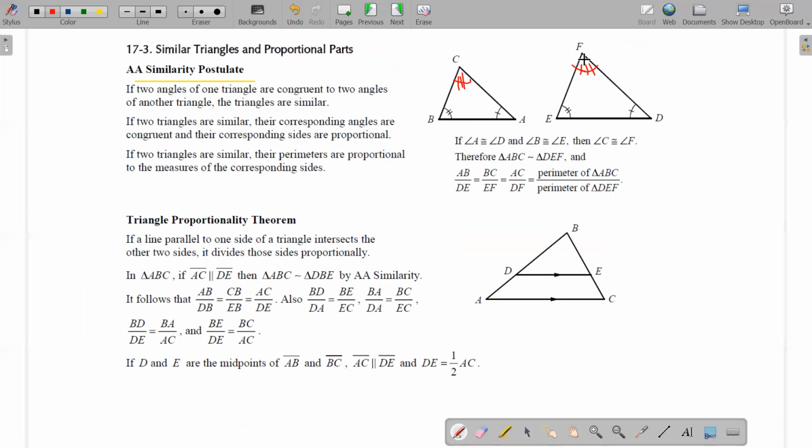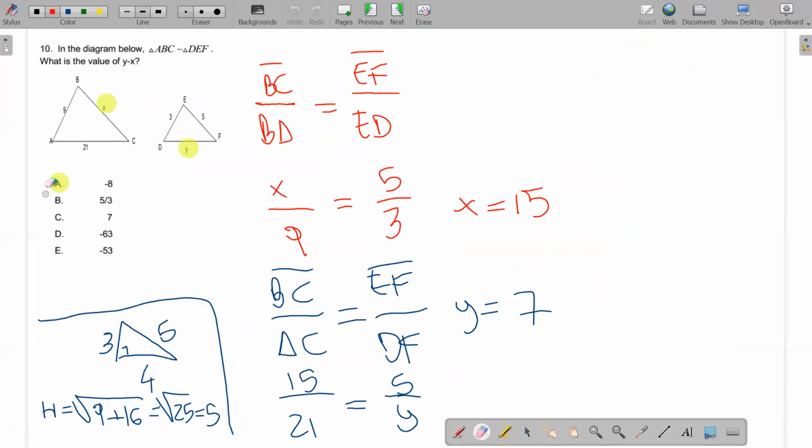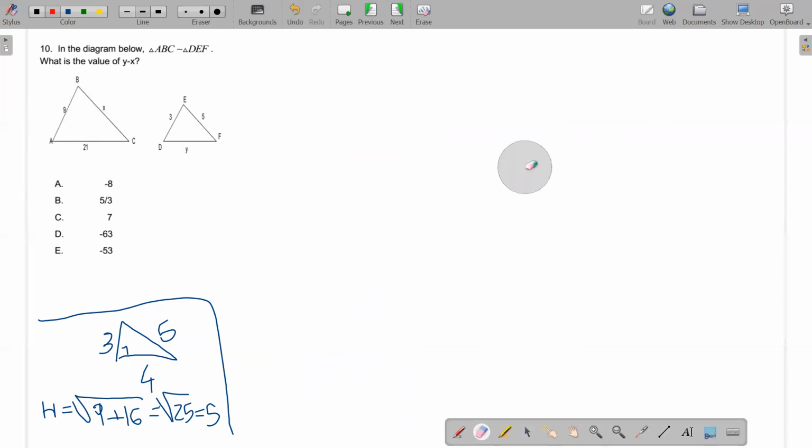And what's different is just the measurement of the sides, but we can use ratios and proportions to be able to find any information that we're missing. So for example, let's do this problem. Let's start from scratch. This problem is asking, in the diagram below, ABC is similar to DEF. So this triangle is similar to this triangle. What is the value of y minus x? So y and x are the measurements of these two sides that we don't have.